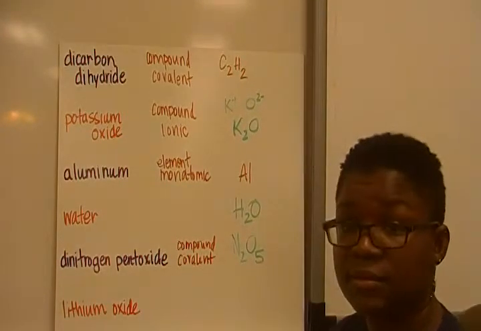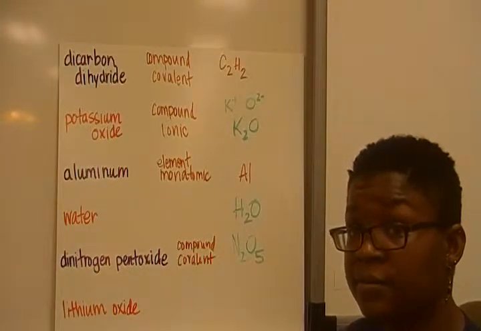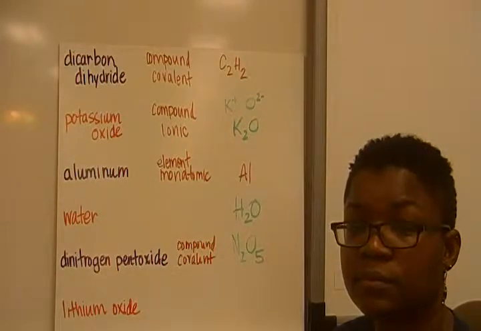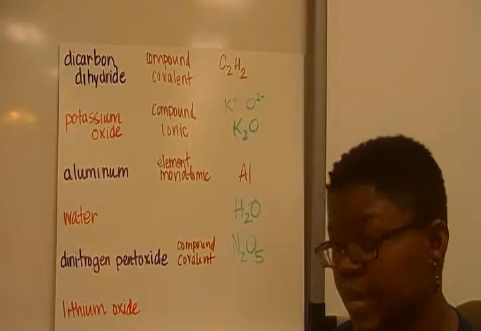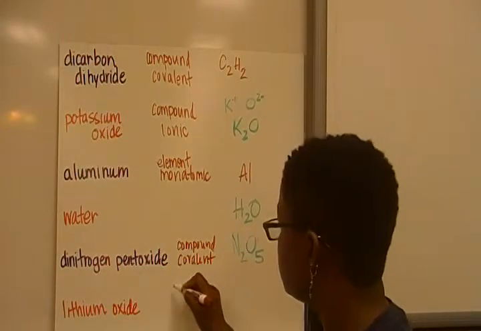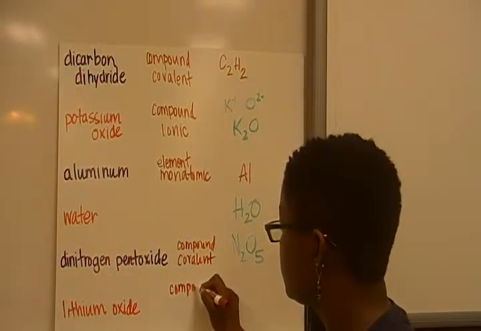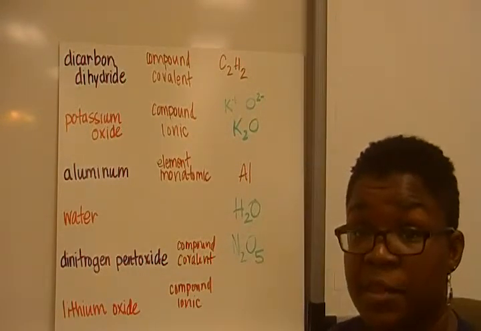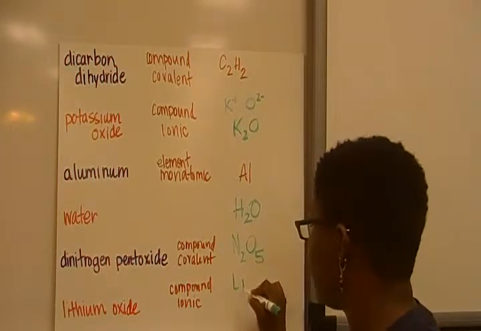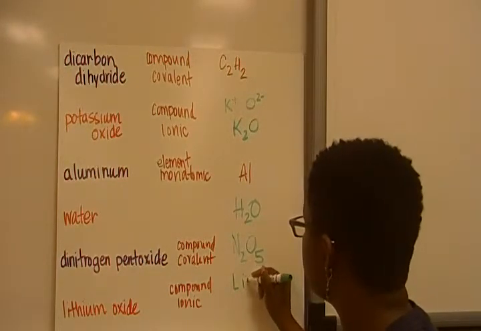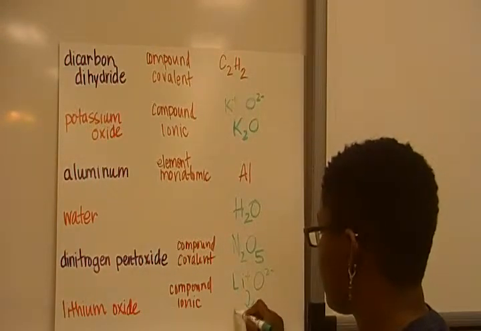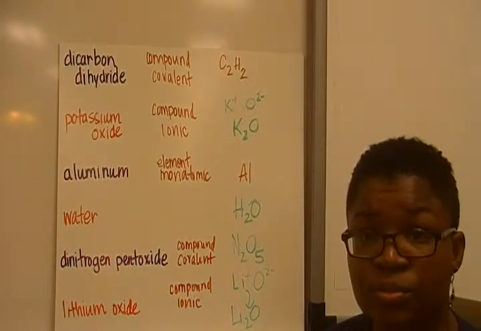Lithium oxide. Element or compound? Pause right now, see if you can figure it out. This one is a compound. Specifically, it is ionic. Lithium is in the first column of the periodic table, so it's going to be an Li plus. Oxygen's in that last column, O2 minus. So that's going to come together as Li2O.